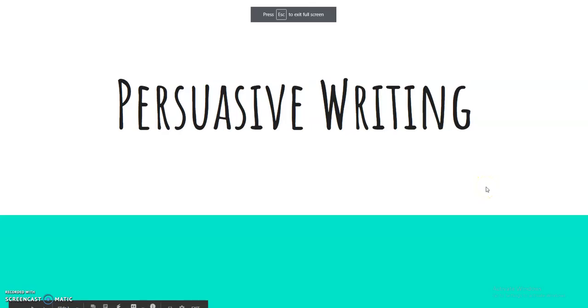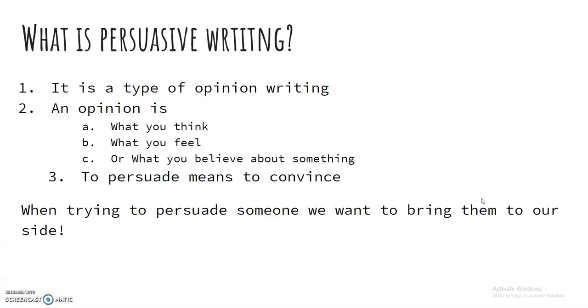Alright, so today we're going to get into the start of persuasive writing. What we're first going to go over is what exactly persuasive writing is. Persuasive writing is a type of opinion writing. This is where you express your opinion, and an opinion is what you think, what you feel, or what you believe about something.